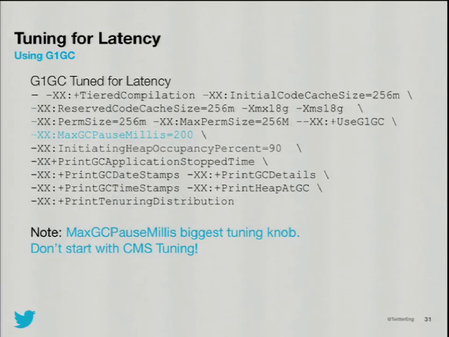Okay, so here's a sample set of tuning that really is where I'm at with looking at G1. I enabled tiered compilation and increased the code cache sizes because that's important when you use tiered compilation. That's pretty much it. You see, I'm just setting the target occupancy and just using G1.